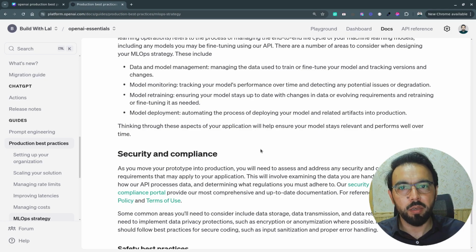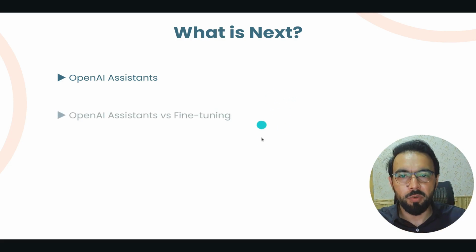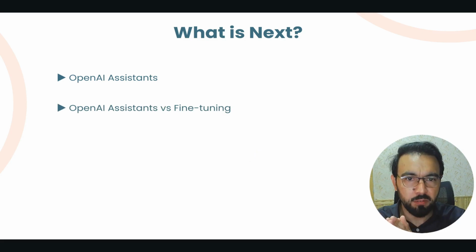In the next video, we are going to discuss and implement OpenAI assistants. If you have seen my other video on OpenAI fine-tuning, we will also see how OpenAI assistants are different from OpenAI fine-tuning. What could be the use cases when we need to use OpenAI assistants? What could be the use cases when we need to use OpenAI fine-tuning? We will go through the differences between these two things, and we will also implement some custom OpenAI assistants with the help of the OpenAI Assistants API.